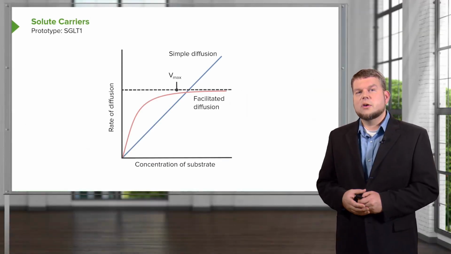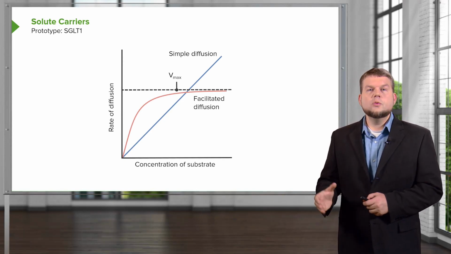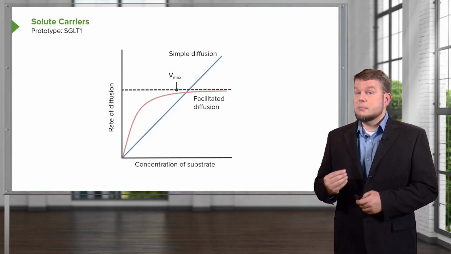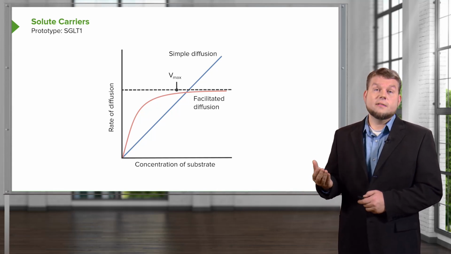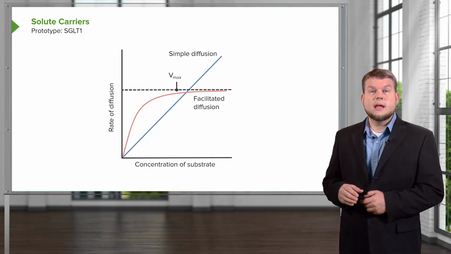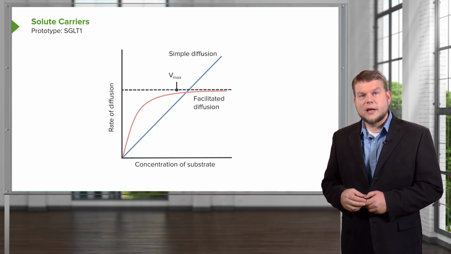So why have a solute carrier in the first place? Why not use simple diffusion to move a molecule through the cell membrane? Well, first, it might not be able to make it through the cell membrane if it doesn't have enough of a nonpolar or lipophilic nature. So that's one reason. The second is you can move things through faster with a solute carrier than you can with simple diffusion.